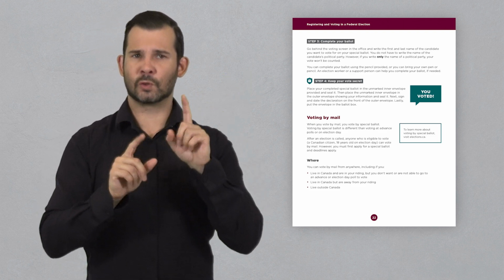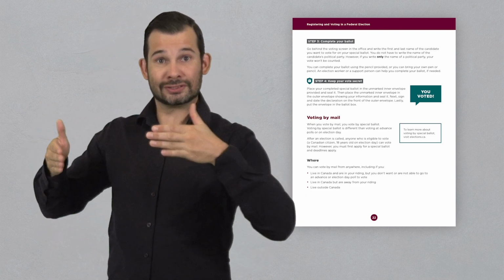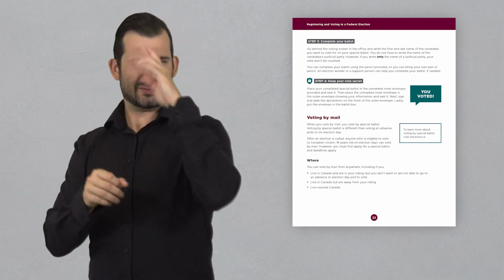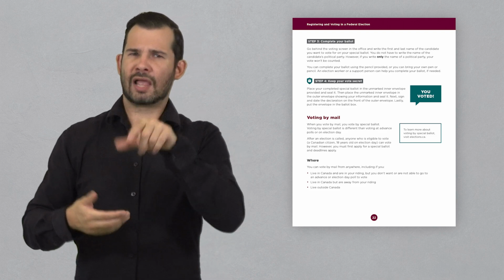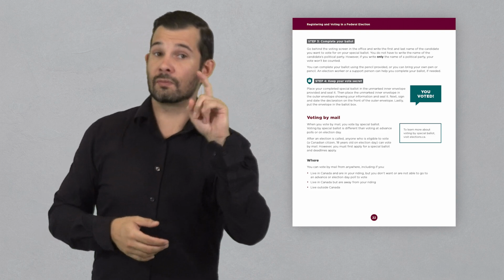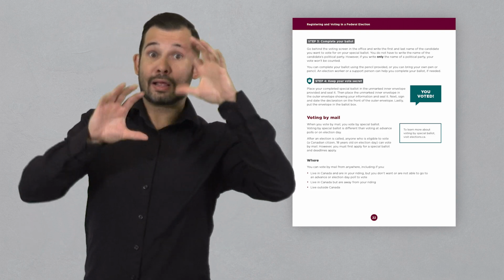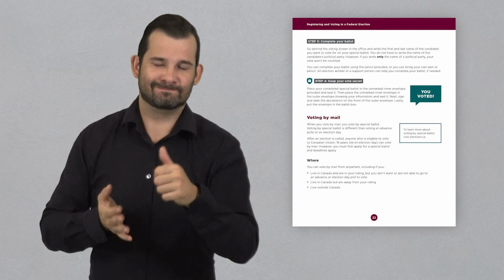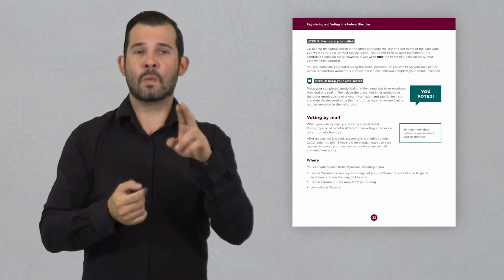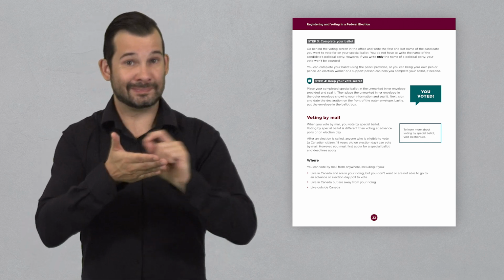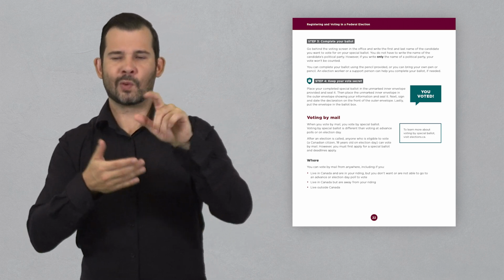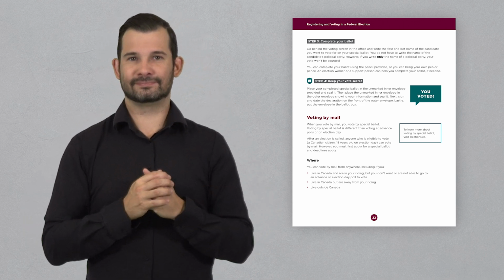Step 3. Complete your ballot. Go behind the voting screen in the office and write the first and last name of the candidate you want to vote for on your special ballot. You do not have to write the name of the candidate's political party. However, if you write only the name of a political party, your vote won't be counted. You can complete your ballot using the pencil provided, or you can bring your own pen or pencil. An election worker or a support person can help you complete your ballot if needed.